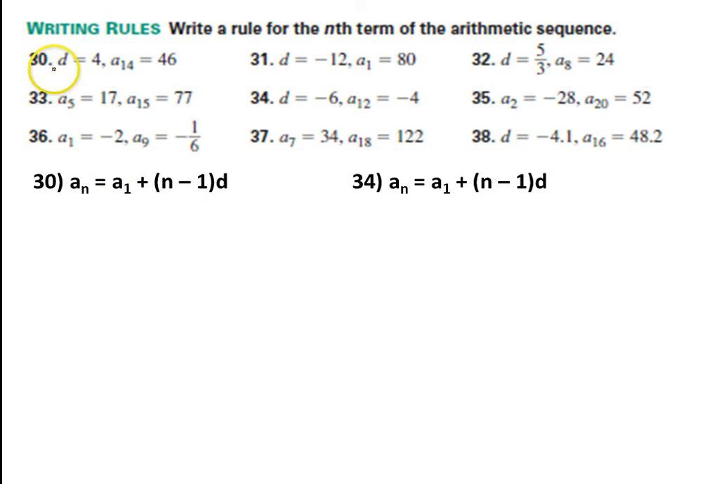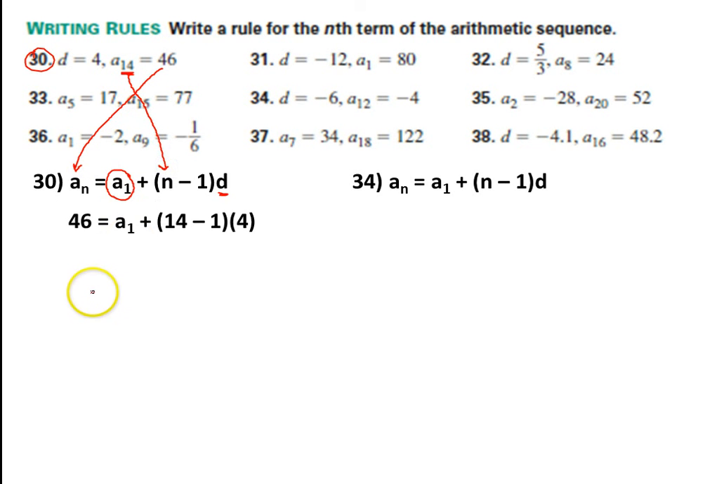d is 4, so we can plug that in. a sub 14 equals 46. So we're missing a sub 1. So we're going to have to find that. But this tells me 2 things. What does this tell me? When a sub n is 46, when the whole thing is 46, where does this 14 go? n is 14. So d was 4. That goes over here. And when n is 14, I get an answer of 46.